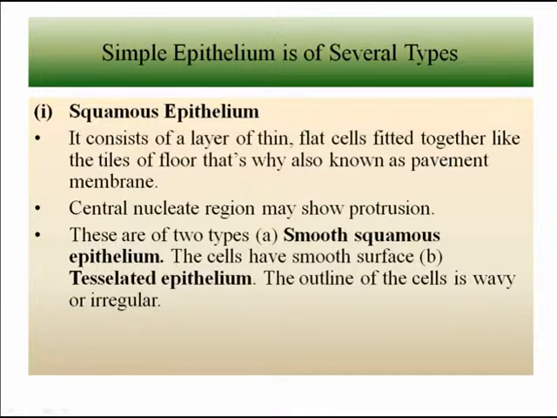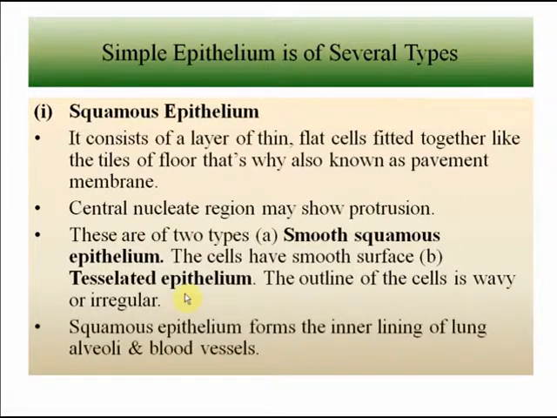The second is the central nucleus. Actually, the shape of the nucleus in squamous epithelium usually corresponds to the cell form and helps to identify the type of epithelium. And generally, squamous cells tend to have horizontally flattened elliptical nuclei because of the thin flattened form of the cell. And squamous epithelium is also of two types: smooth squamous epithelium, where the cells have a smooth surface, and tessellated epithelium, where the outline of the cell is wavy or you can say irregular.